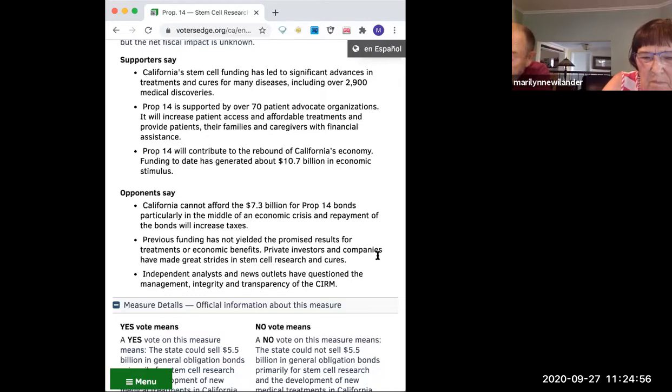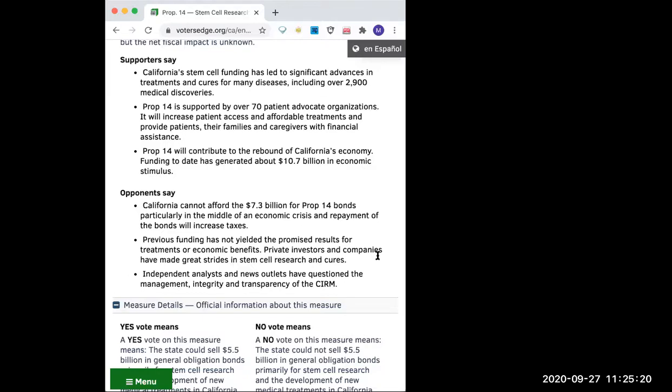Private investors and companies have made great strides in stem cell research. And as an aside to this, when the Obama administration came in, they overturned the ban on stem cell research. So the federal government is actively financing to the tune of about $200 million a year in stem cell research. So they are again involved.